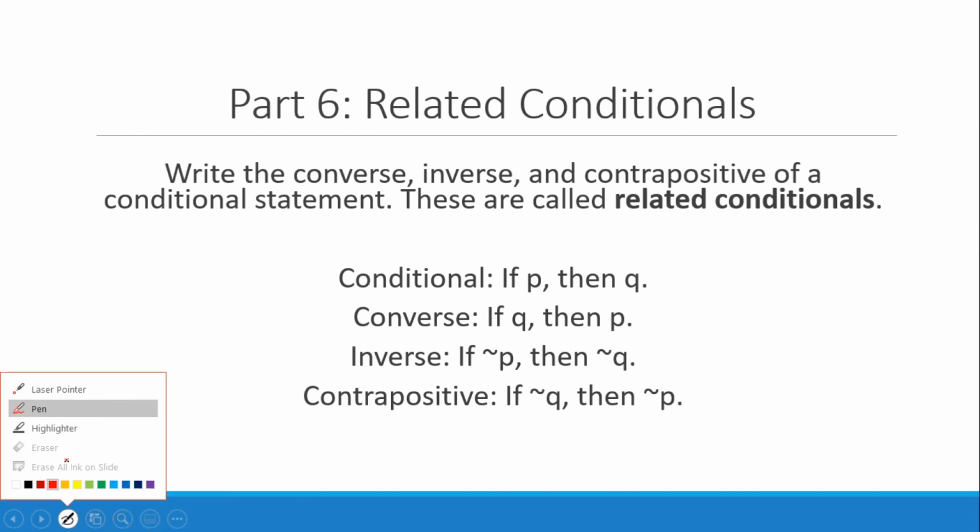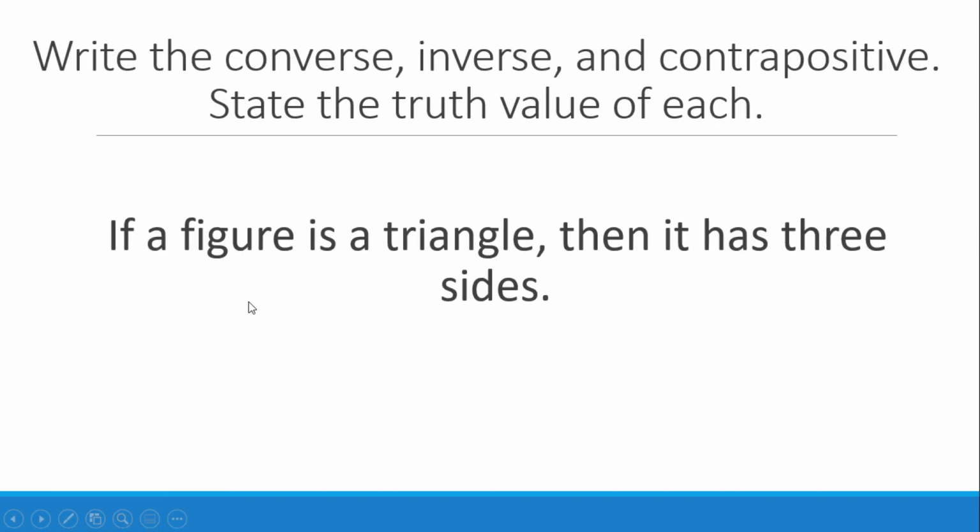Okay, let's go into some examples. If a figure is a triangle, then it has three sides. Write the converse, the inverse, and contrapositive. Okay, let me help you with this one. So converse, if a figure has three sides, then it is a triangle. So that's converse. Inverse, if a figure is not a triangle, then it does not have three sides. That's inverse. Contrapositive is, if a figure does not have three sides, it is not a triangle.